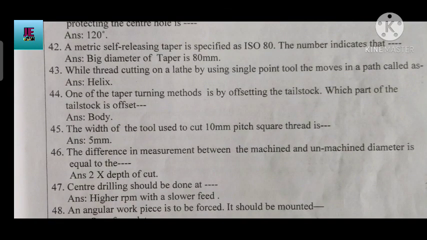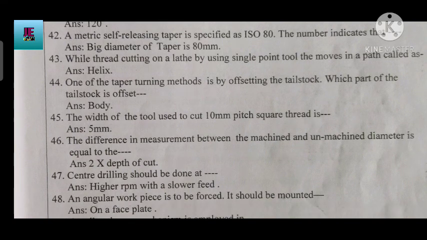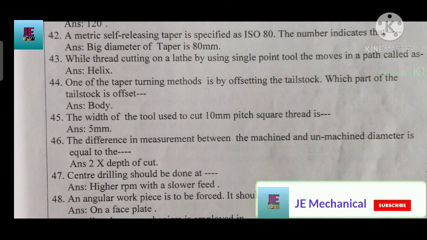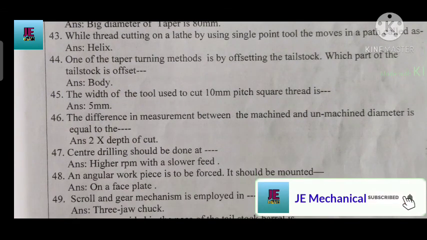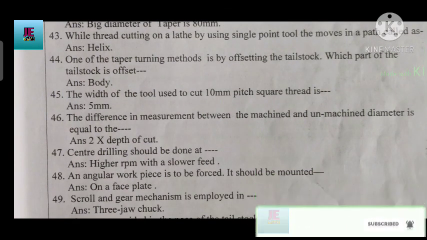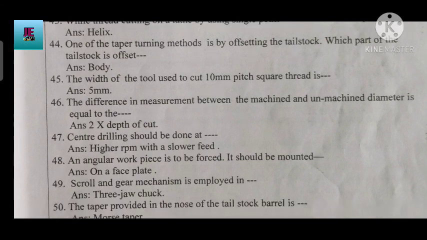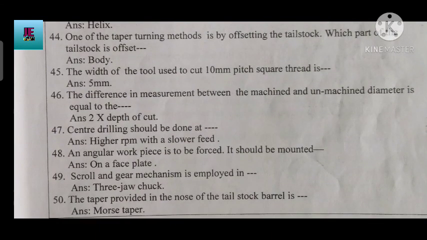Number 47, center drilling should be done at higher RPM with a slower feed. An angular workpiece is to be fabricated. It should be mounted on a face plate. Scroll and gear mechanism is employed in a 3-jaw chuck. Number 50 question, the taper provided in the nose of the tailstock barrel is Morse taper.